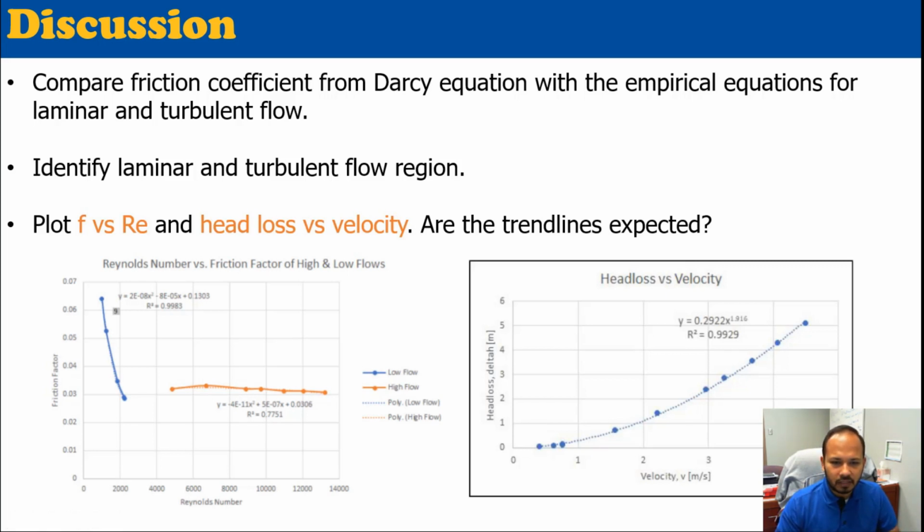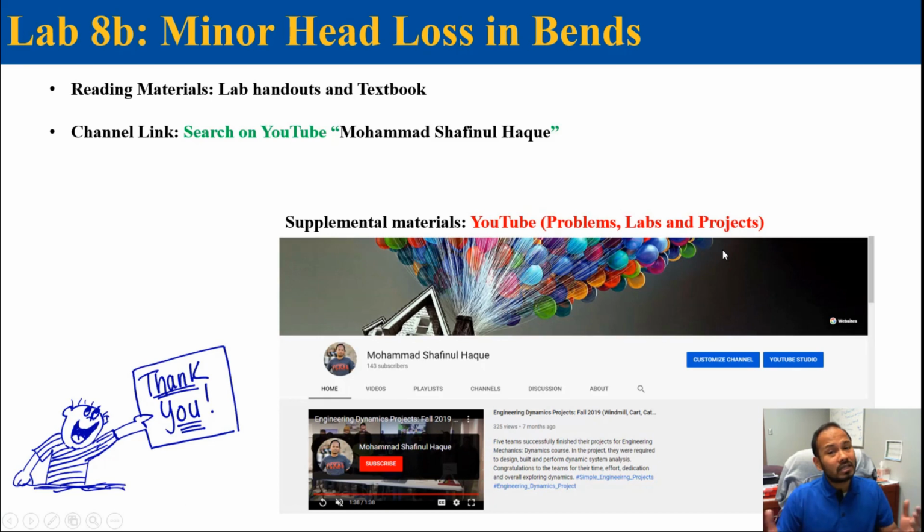Again, you have to plot the head loss versus velocity, and you should see a trend line. Now you have to discuss whether these trend lines are expected, whether they are in agreement with the standards, and that's the part you're going to put into the discussion. So that was it for lab 8A.